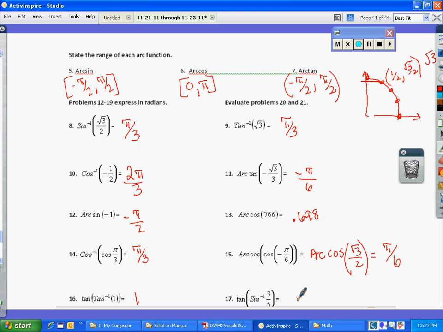And for number 17, you have to draw your triangle to figure this one out. So the sine of 3, if I take sine, that's opposite over hypotenuse. If I use the Pythagorean theorem, my missing side is 4. Tangent of this angle is opposite over adjacent, so you actually get 3/4. So this is just using a triangle.